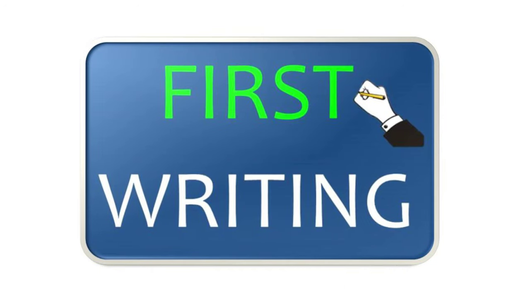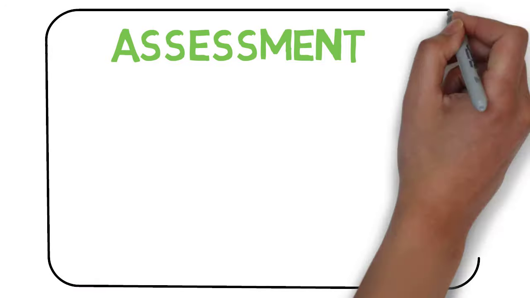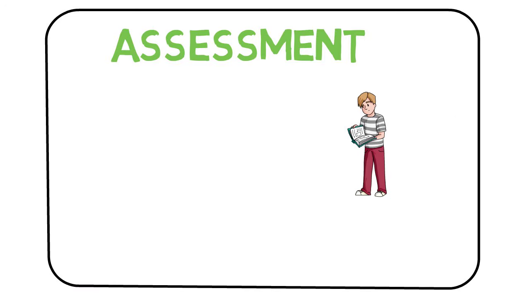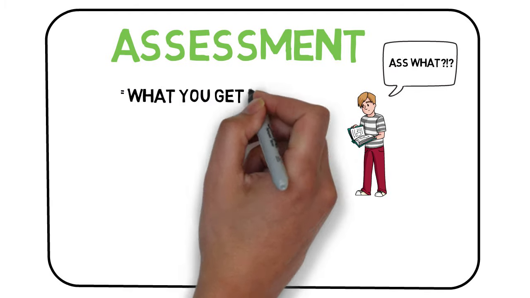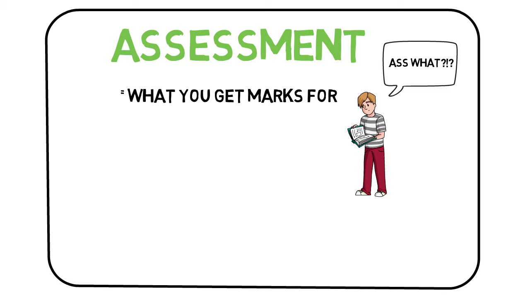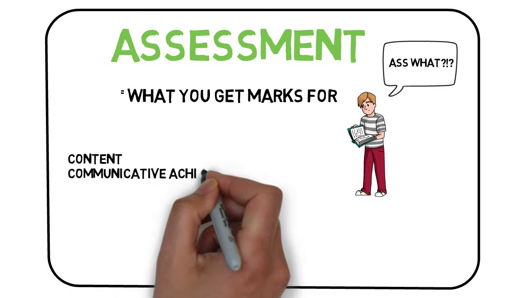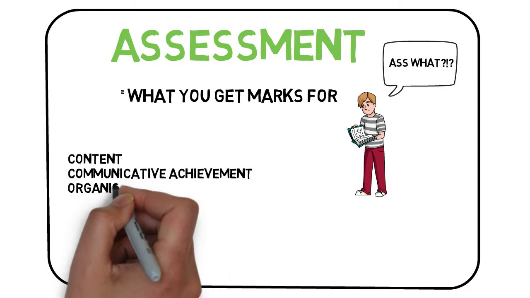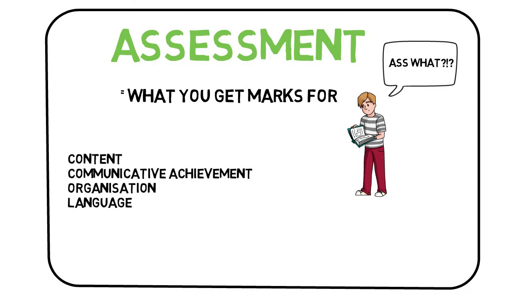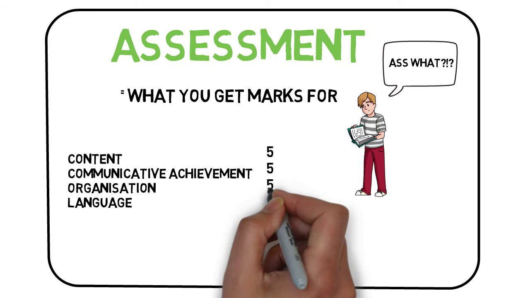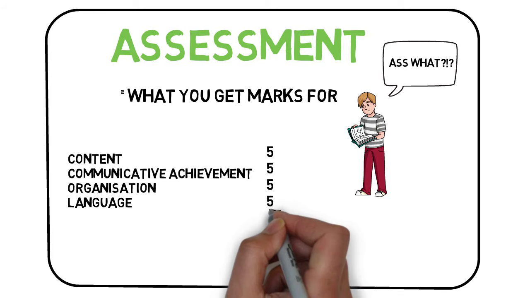In this video I'm going to tell you something about assessment of the writing tasks. But before we get started, some of you might need an explanation of the word assessment. Even though it could seem so, assessment is not a swear word, but it's basically what you get marks for at the exam. Cambridge examiners give each text marks for content, communicative achievement, organization and language. The highest score you can get for each of these is 5 points, which makes it 20 points in total.